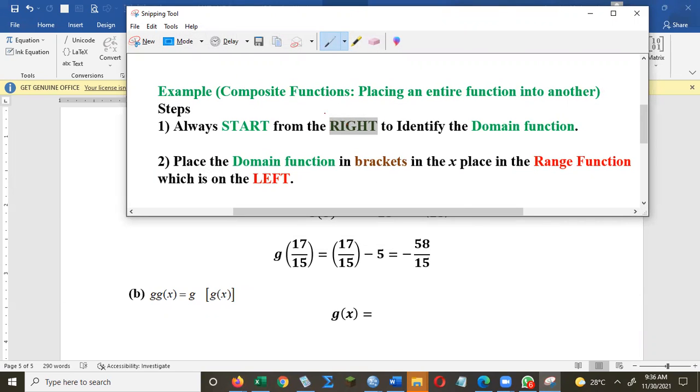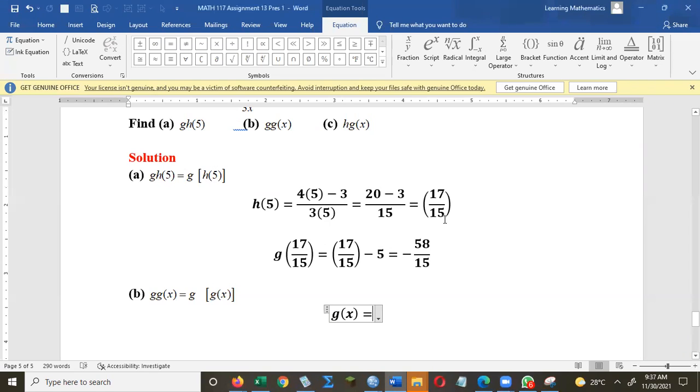That's one way of discussing it. Always start from the right. And when you go on the right, you have your domain function, and you put it in brackets. Whatever you get on the right, put it in brackets. We get 17 over 15, we put it in brackets.